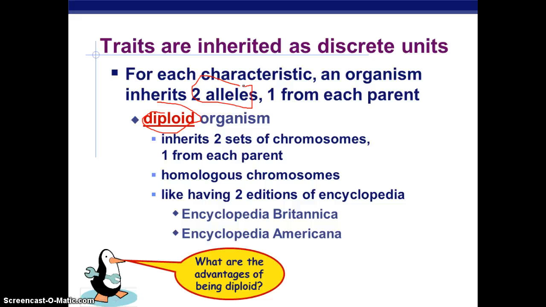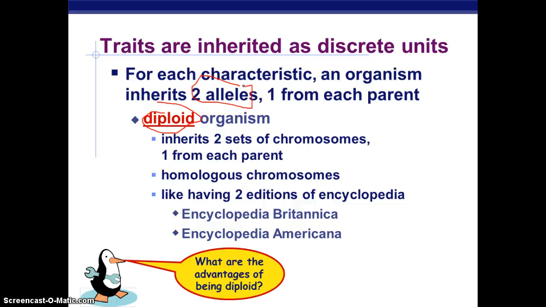For example, for the eye color gene, you may get the brown-eyed allele from your mother and the blue-eyed allele from your father. Now the question is, since you have both the blue-eyed allele and the brown-eyed allele, which allele is going to make your eye color? And that's what we're going to talk about next.